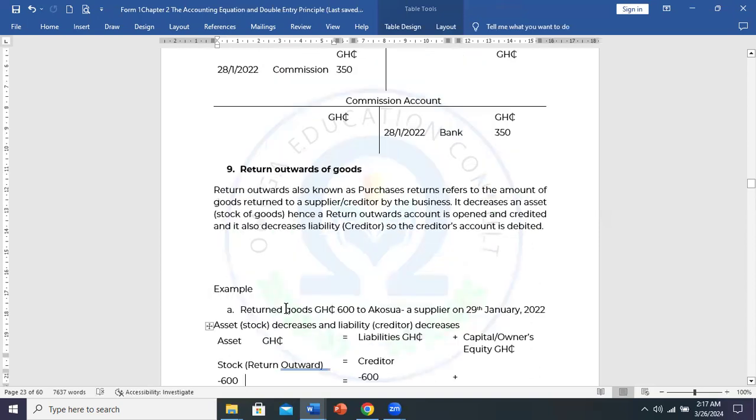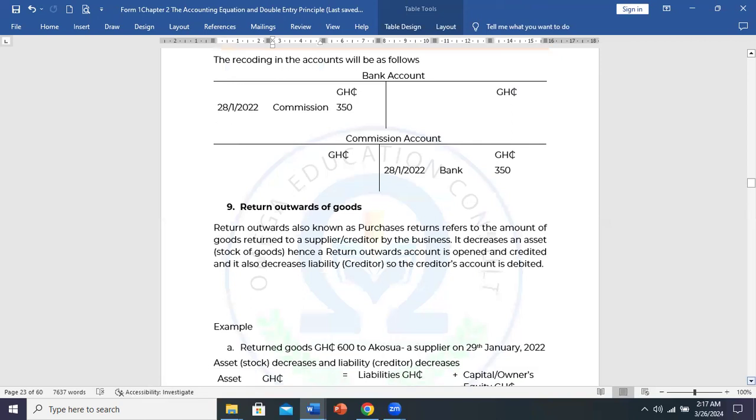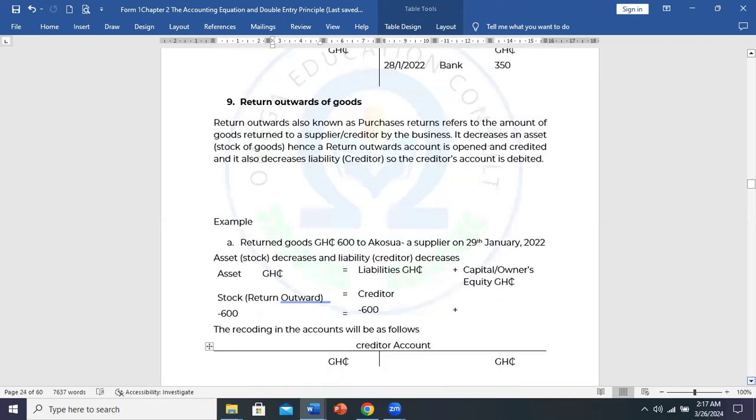The next things we want to look at are return outwards and return inwards, which are also opposite to each other. Return outwards of goods and return inwards of goods. But let's pick the return outwards. Prof. Richmond, can you do the reading for us this time?